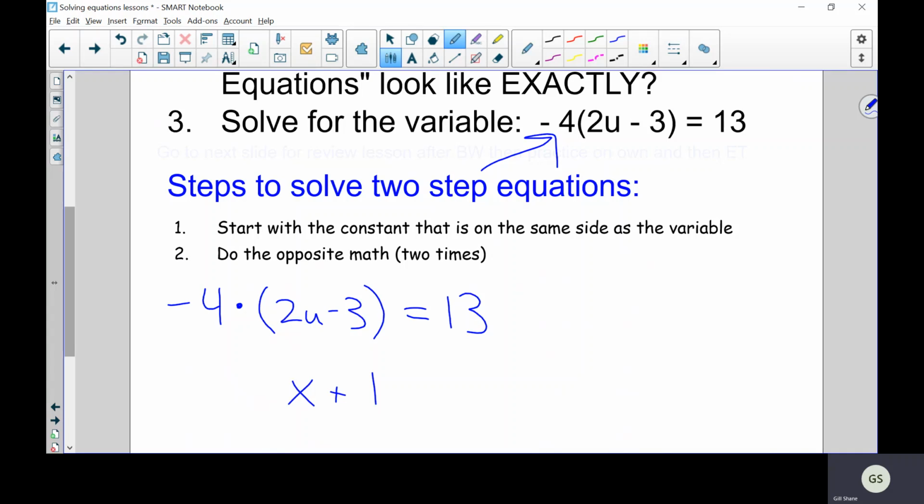That's why we need the distributive property. If we could combine these somehow, we would just combine them and then multiply them times -4. We would need to do this whole distributive property thing I'm about to do.